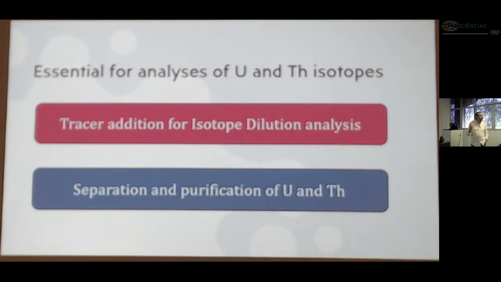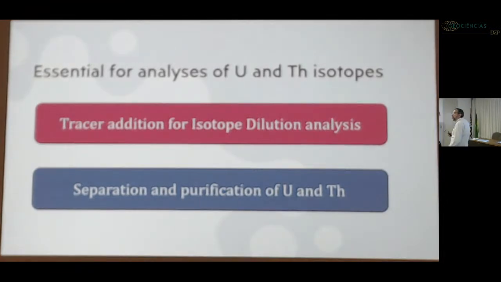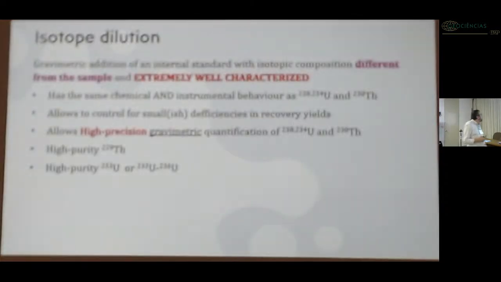So, how do we actually quantify uranium and thorium isotopes? We actually weigh them. How do we actually do it? How would we manage to weigh something so tiny as a few picograms or femtograms of thorium using mass spectrometry and isotope dilution? What is isotope dilution?